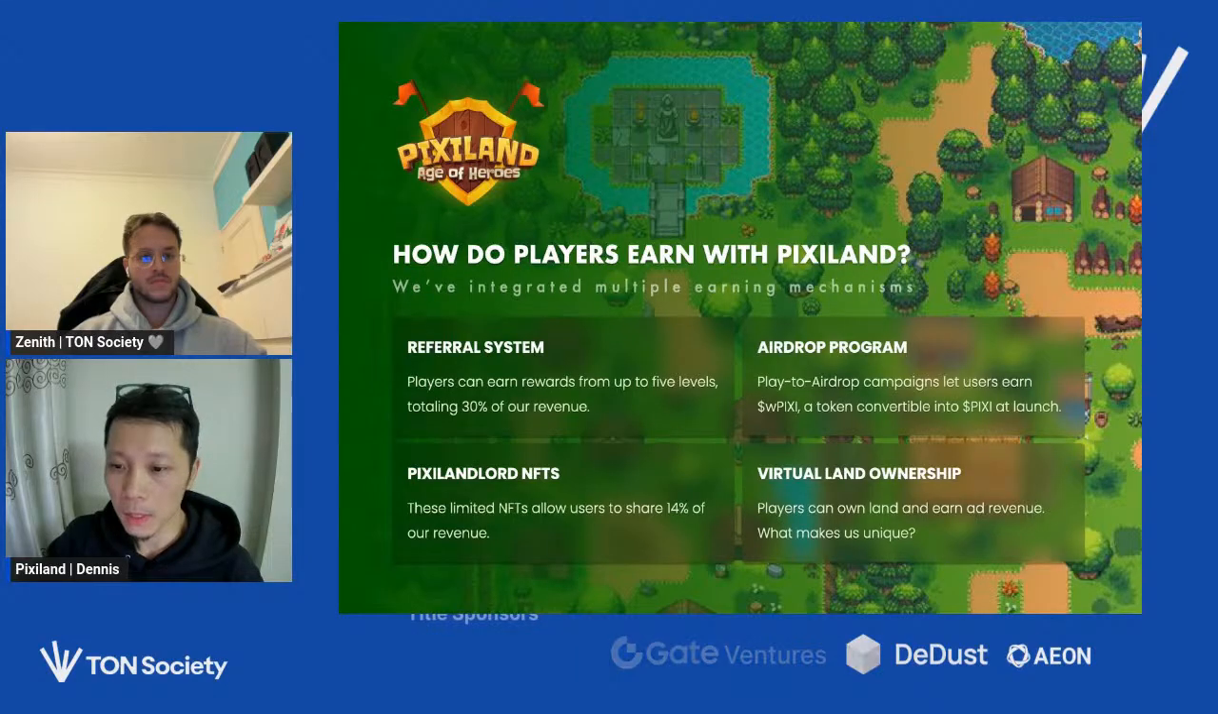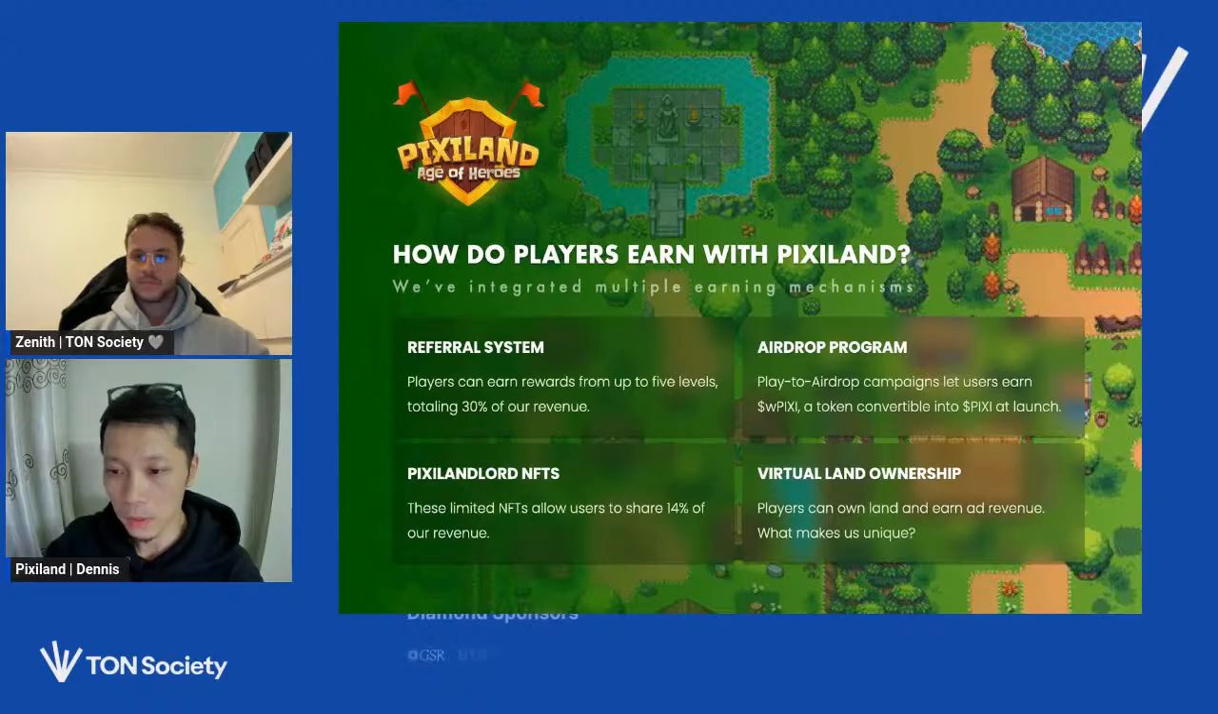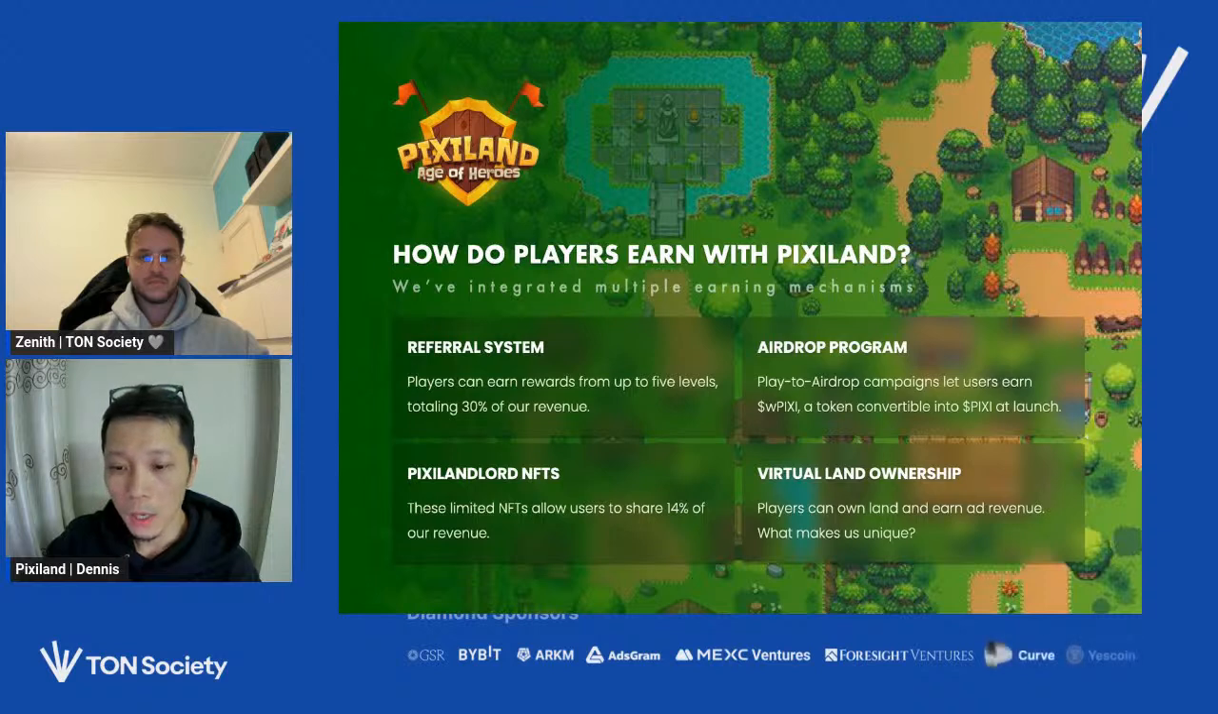And how do players earn in Pixiland? In Pixiland, we integrated multiple income streams in our system. We have the referral system, we have the airdrop program, and those who own a unique NFT and also virtual land can also share our revenue.